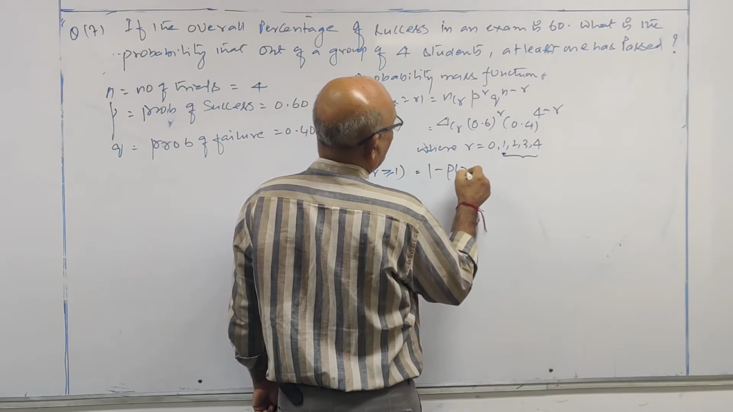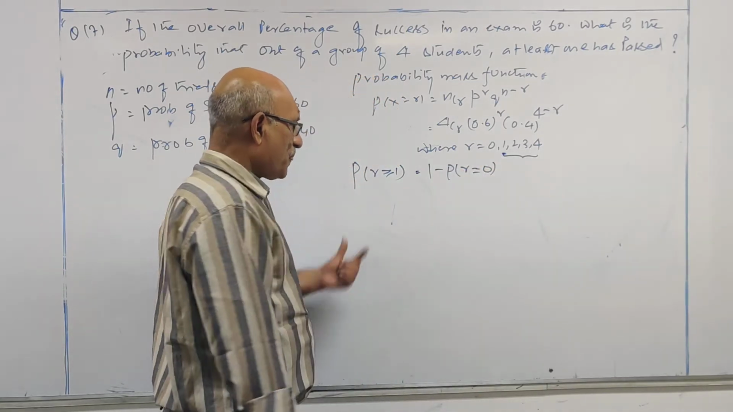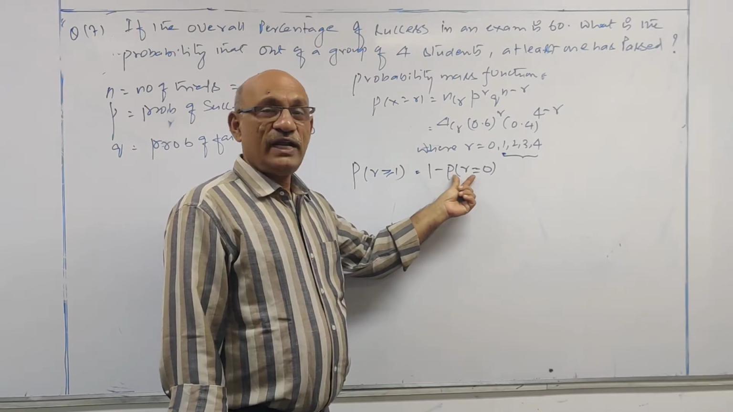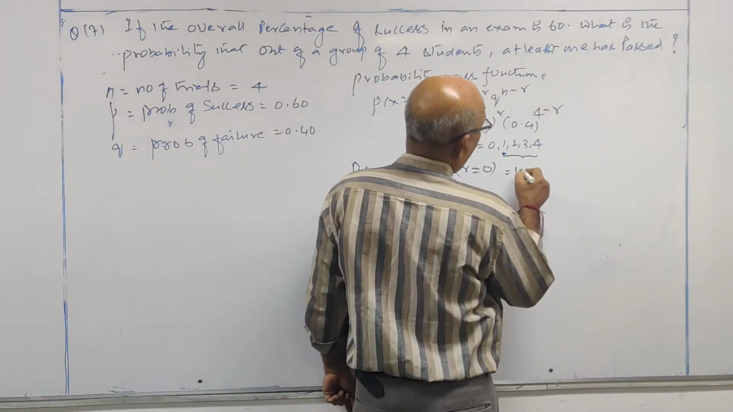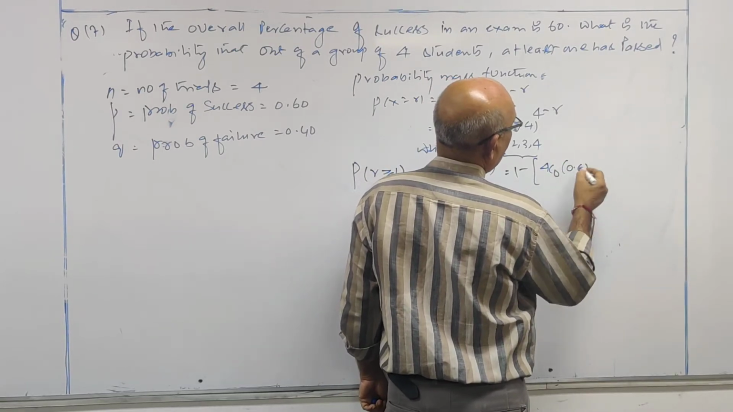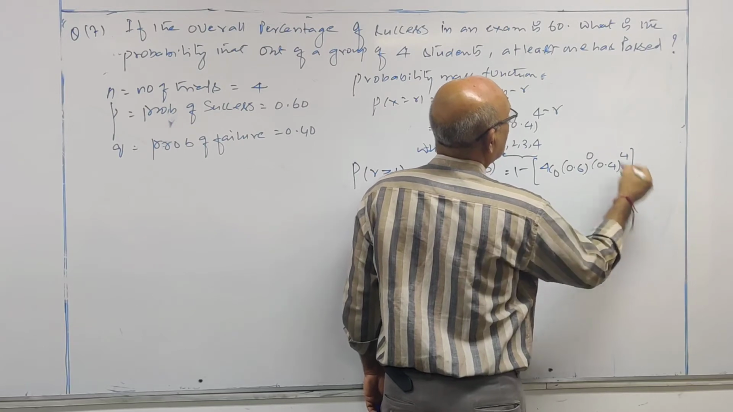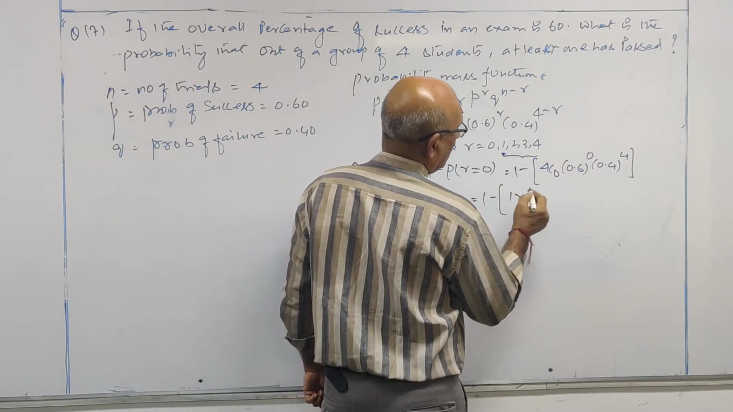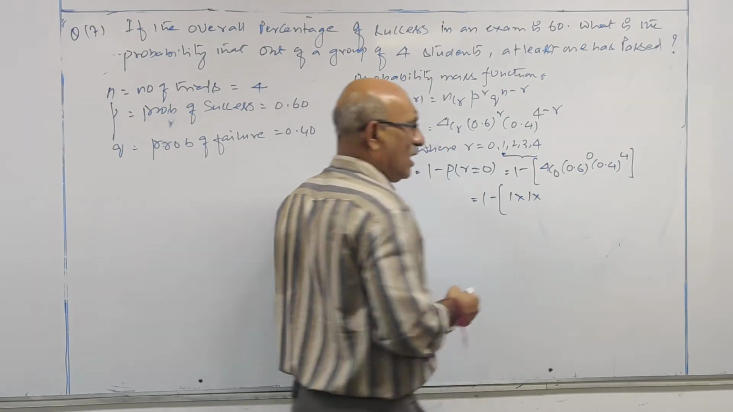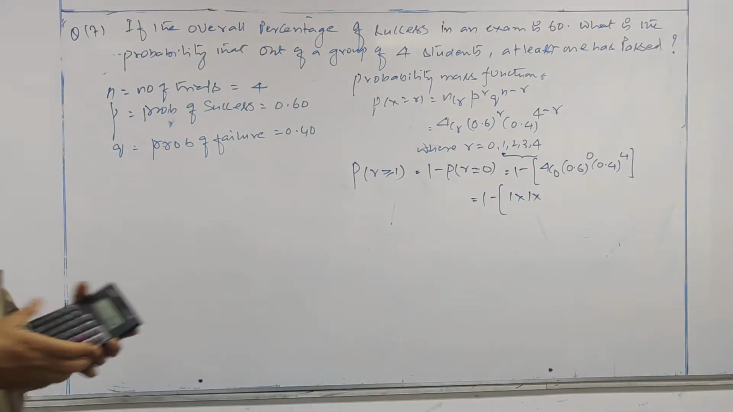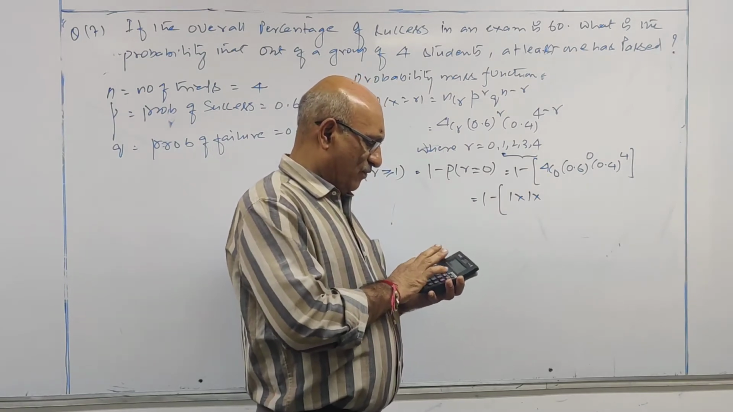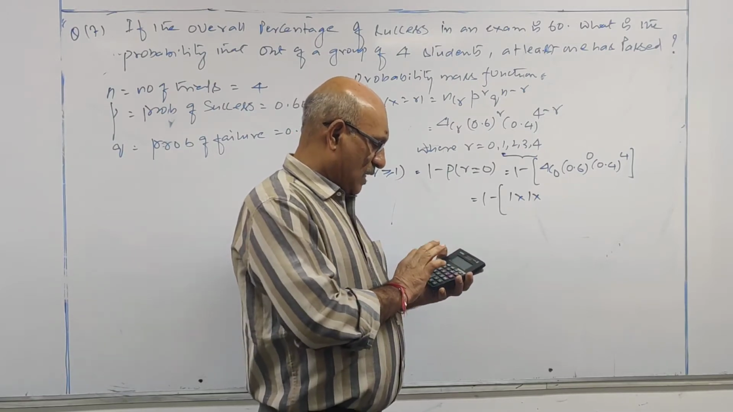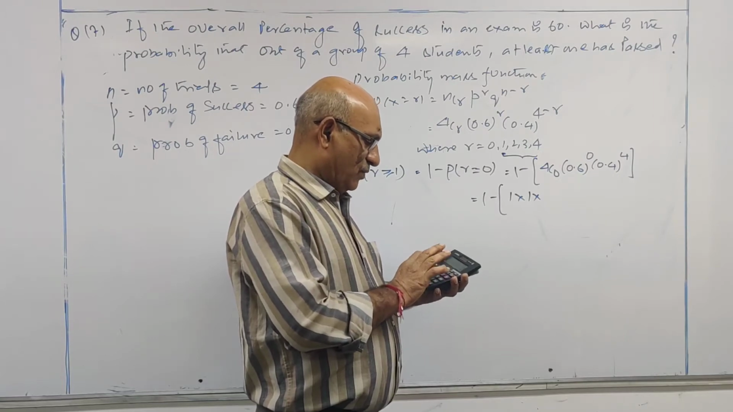So this can also be written as 1 minus R equal to 0. Probability of happening of an event is equal to 1 minus probability of not happening of an event. 1 minus 4C0, 0.6 whole power 0, 0.4 whole to the power of 4. 4C0 is 1, 0.6 to the power 0 is 1, 0.4 to the power 4. 0.4 into 0.4 into 0.4 into 0.4.